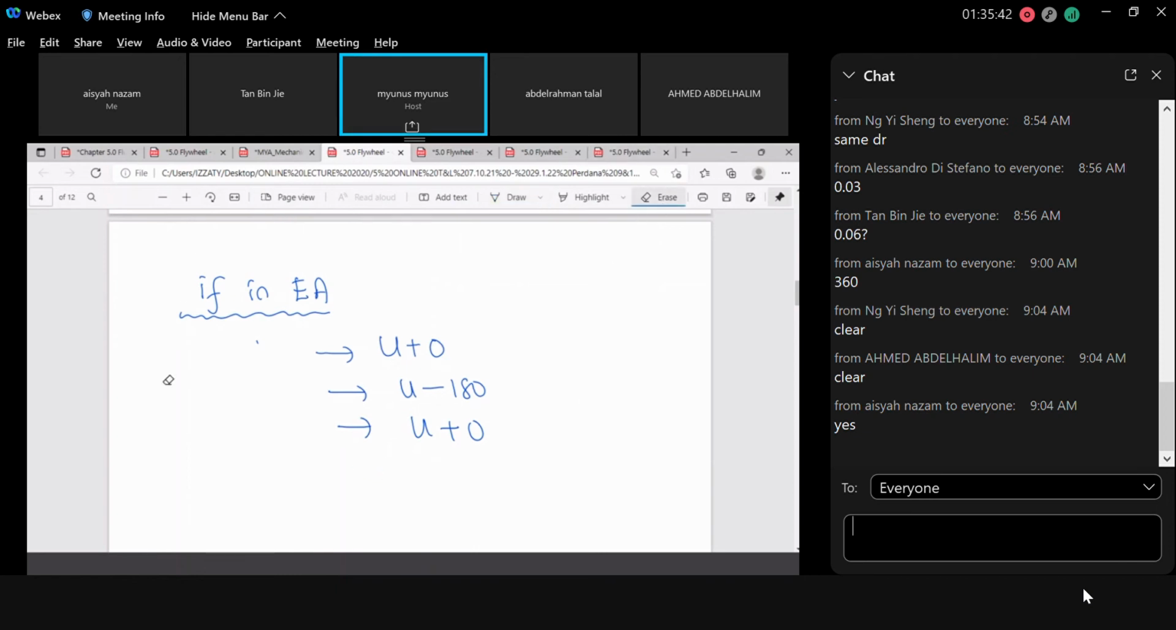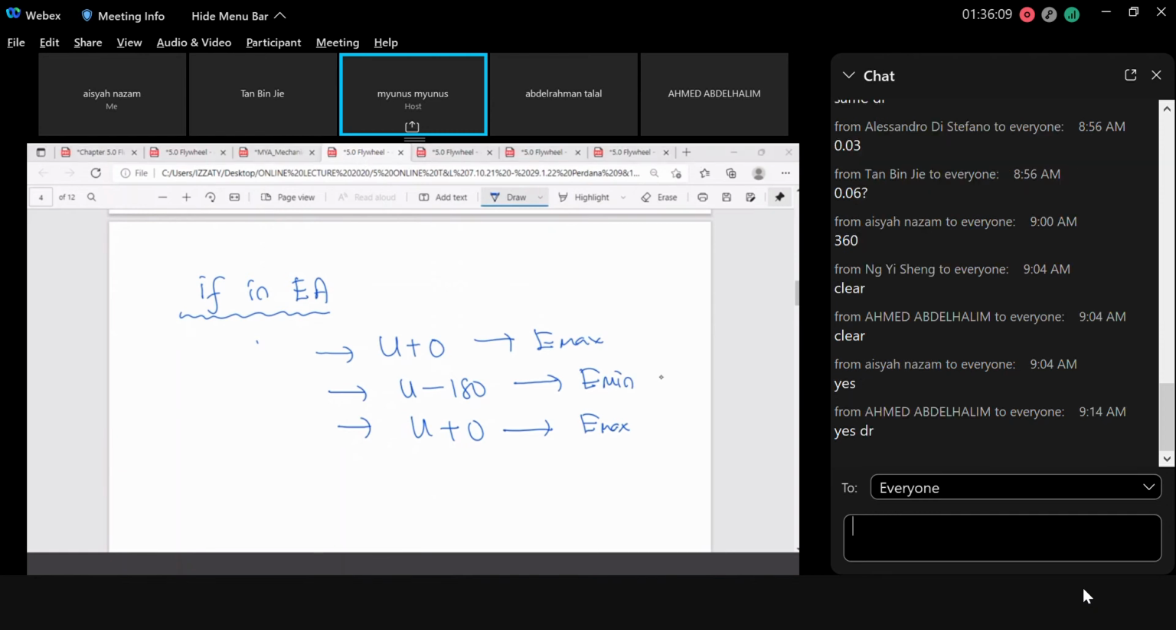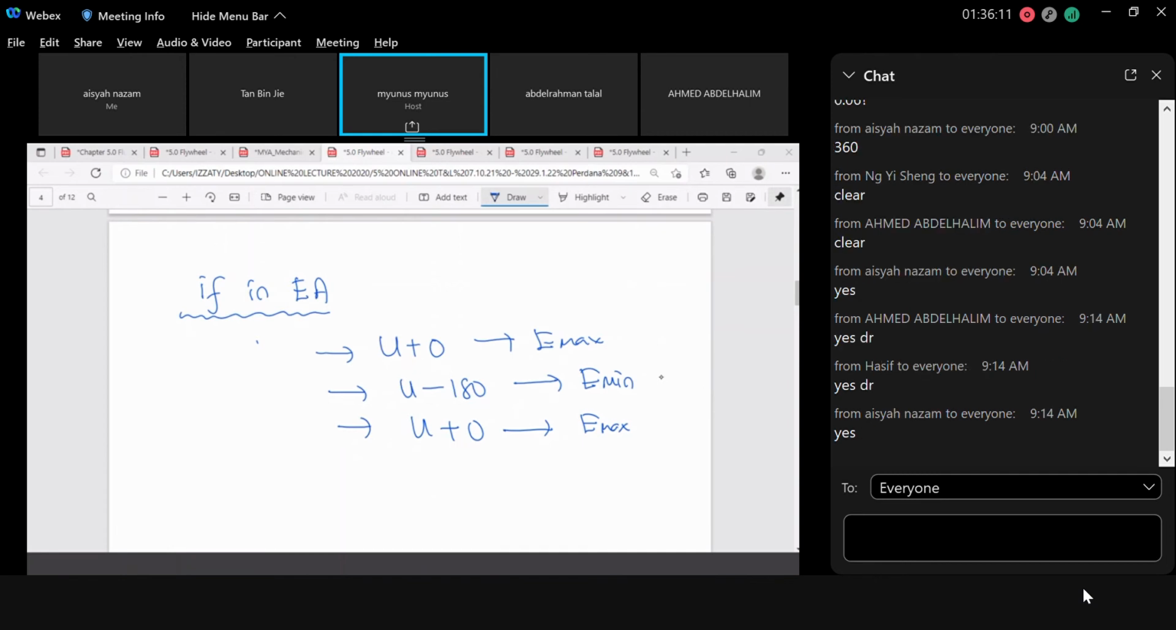So now you tell me where will be your maximum and minimum. So this one is now becoming E minimum, this one is becoming E maximum. So even though it is 0, it can also be maximum as you have negative here. You understand your notes? Do you understand? Yes, yeah. So it doesn't matter, yeah.